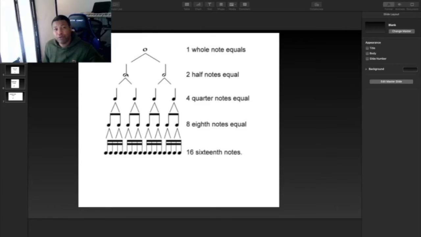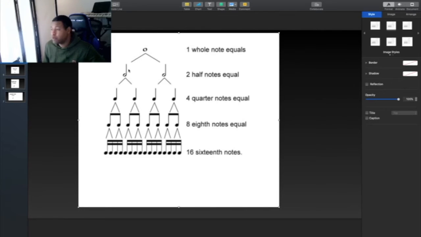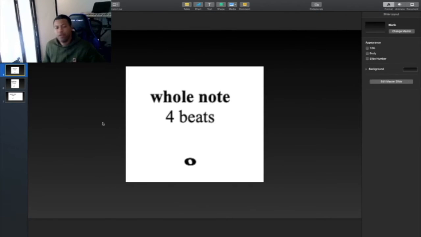This is a half note, which gets 2 counts of sound. That's why you see there's 2 half notes under this whole note. A quarter note gets 1 count of sound. So let's look at those individually. Here we have a whole note. A whole note gets 4 beats of sound.